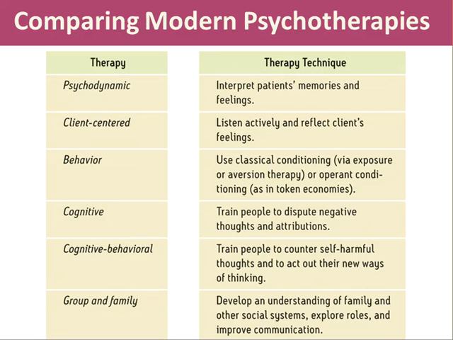A cognitive technique: train people to dispute negative thoughts and attributions. A cognitive behavioral technique: train people to counter self-harmful thoughts and to act out their new ways of thinking. And a group and family therapy technique: develop an understanding of family and other social systems, explore roles, and improve communication.